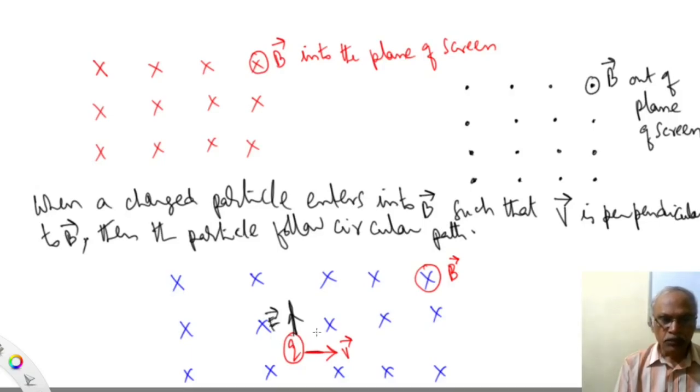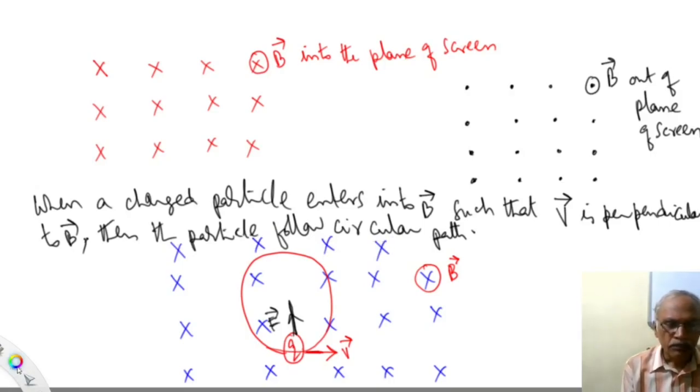As the force is at 90 degrees to velocity, this particle will change its direction of velocity, and that force behaves like a centripetal force. Now the charged particle will follow a circular path like this. The charged particle will follow a circular path in the magnetic field.